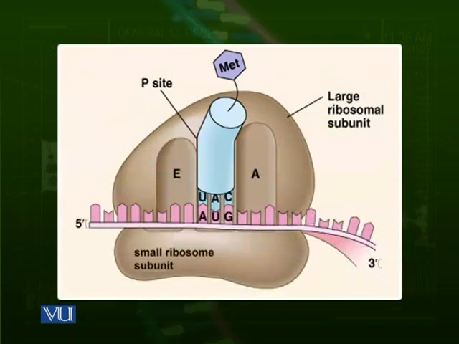This larger subunit, as you can see in the diagram, has three sites: the E site, the exit site; the P site, the peptidyl site; and the A site, the aminoacyl site. The E site is where a transfer RNA exits; the P site is where the transfer RNA with the elongating peptide chain is present; and the A site is where the new transfer RNA comes, bringing an amino acid.